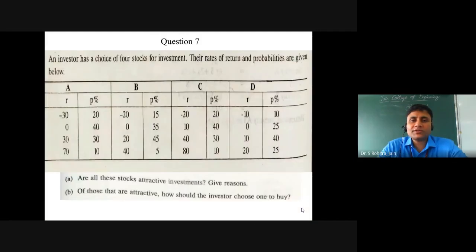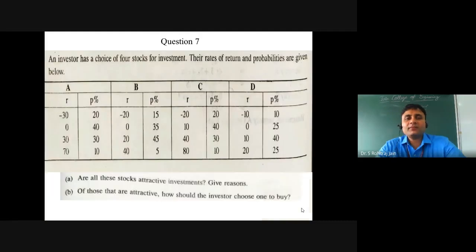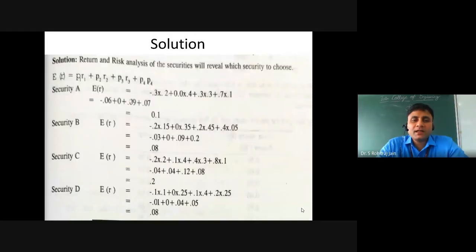See the question here. How do I solve? Minus 0.2, that is the return of security B, multiplied by 0.15, plus 0 multiplied by 0.35, plus 0.2 multiplied by 0.45. What I'm doing here is multiplying return and probability, that's all. So that is summation, right? Multiply return and probability and sum it, and you will get the expected return of security B. Similarly, I calculate the expected return of security C and the expected return of security D, right?